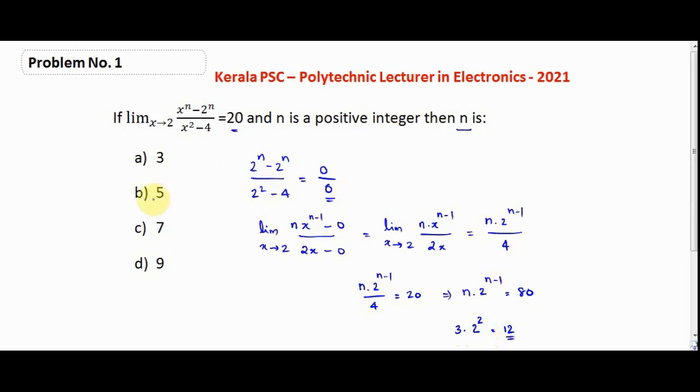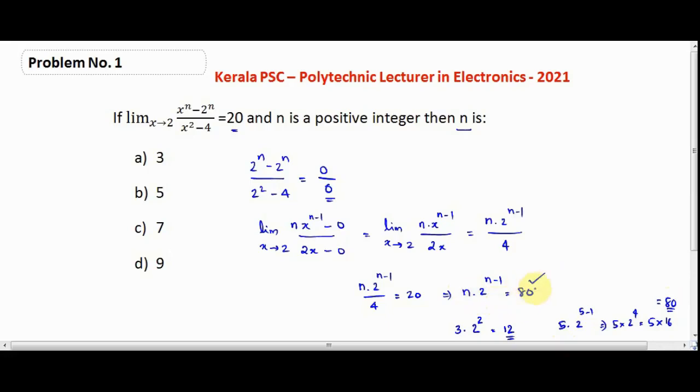Now if you substitute n equal to 5, what you get is 5 into 2^(5 minus 1). So that is 2 raised to 4. So we are getting it as 5 into 2^4, that is 5 into 16. So when you calculate that, you will get it as 80. 5 into 16 is equal to 80. So n equal to 5 is the one which satisfies this expression. When n is equal to 5, we will get the value as 80. So the right answer is given by option B, that is 5. N value should be 5.